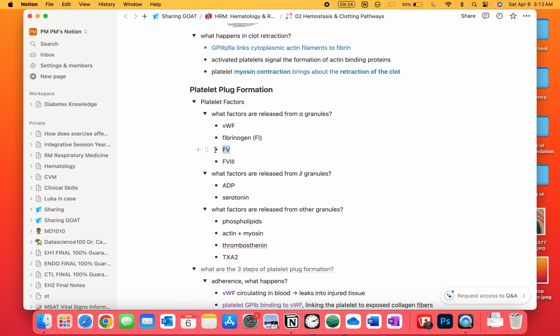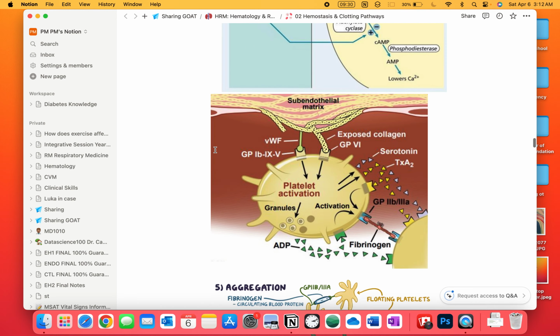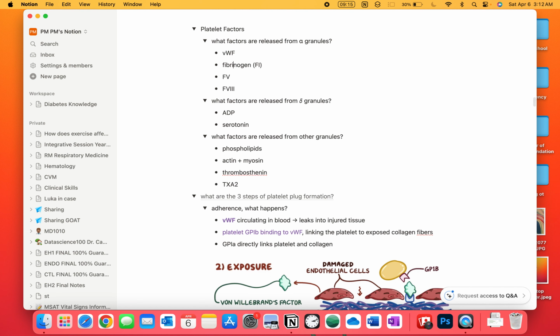I forgot what factor 5 is, I believe. Factor 5 is not needed to be known, but you need to know fibrinogen factor 1, prothrombin factor 2, tissue factor factor 3. Factor 4 is calcium, and that is all you need to know. Now I will put in the MCQ just the factor name, or you'll put antihemophilic A, and you need to know that that's factor 8 in the MCQs. So this would be factor 8 right here.